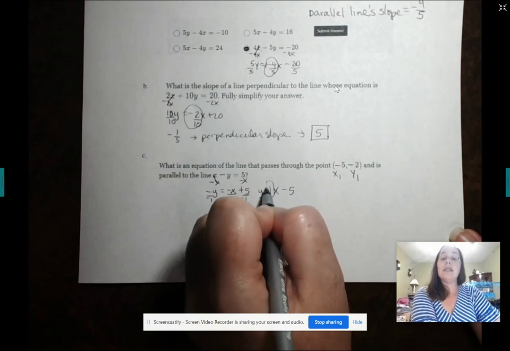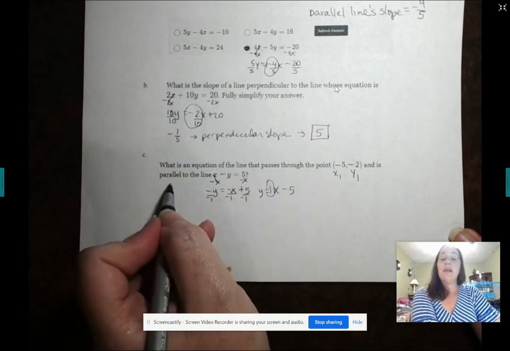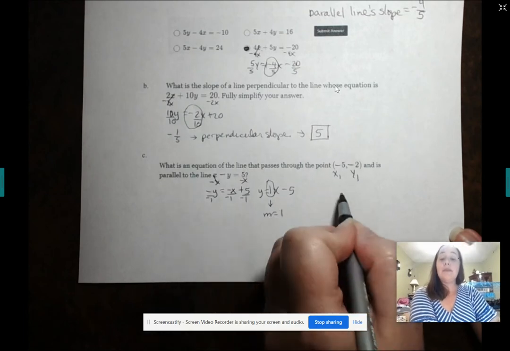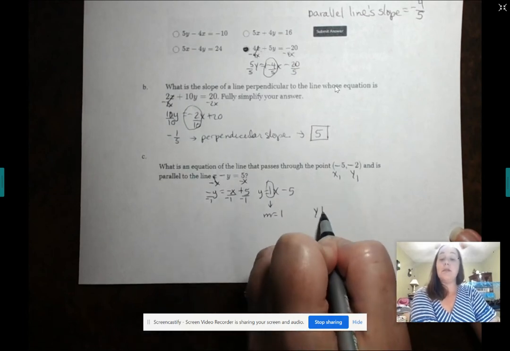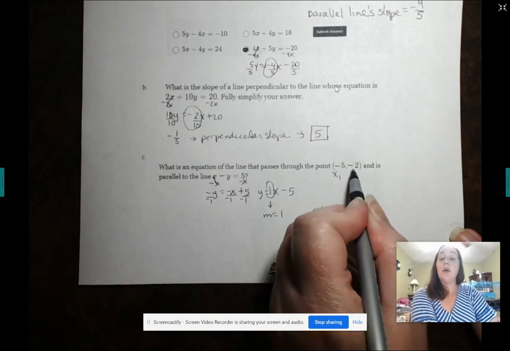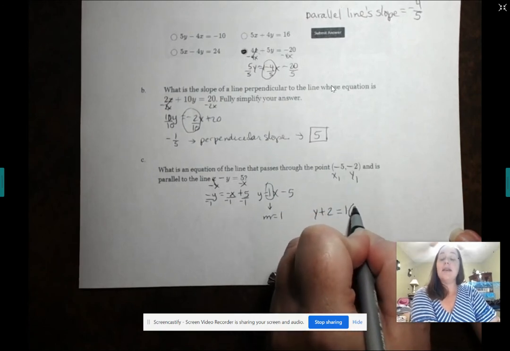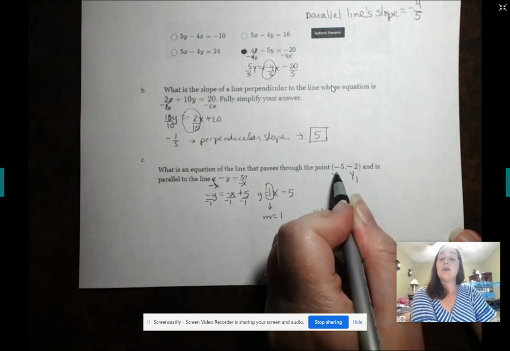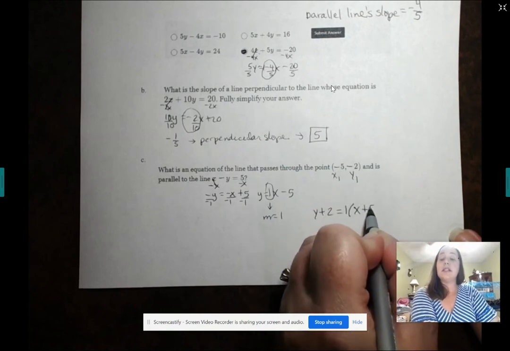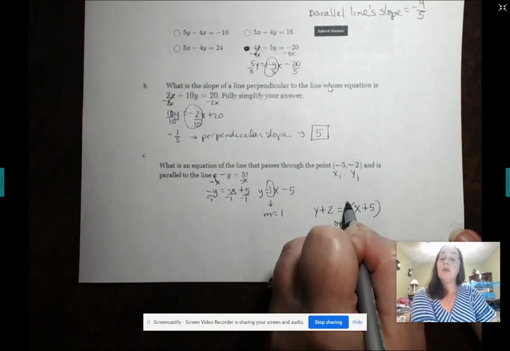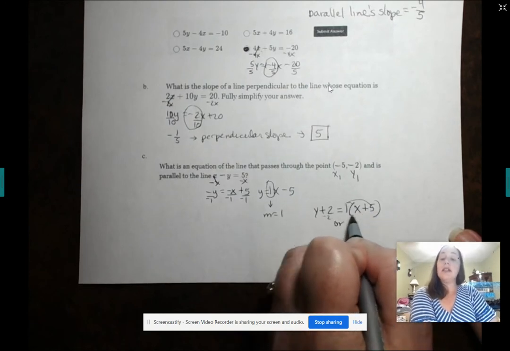All I care about is that slope right there. Parallel means I want to use that same slope with this point in point slope form. So y minus y1. y1 was negative, so that changed this to a plus. The slope is 1, x minus the x coordinate, which is also negative, so it's going to change this to a plus.